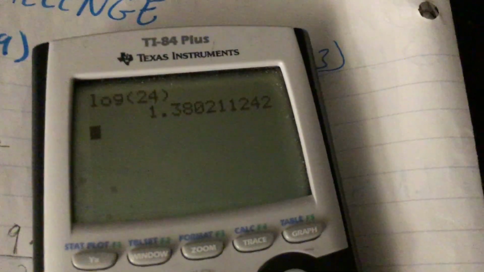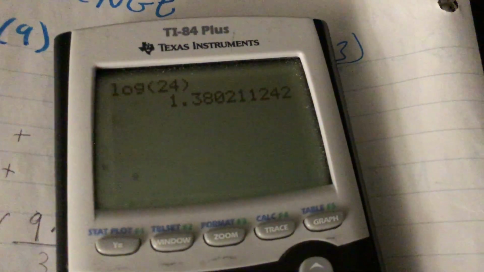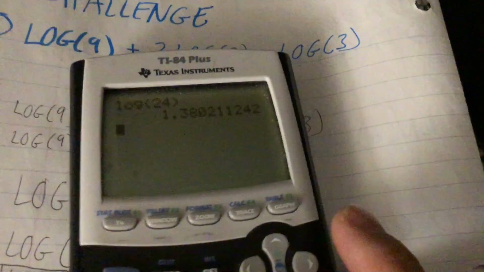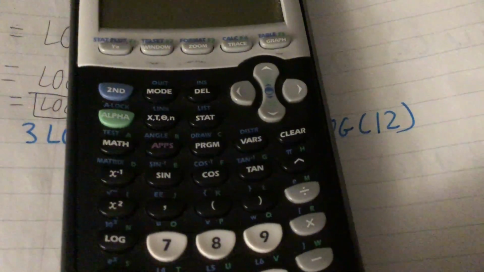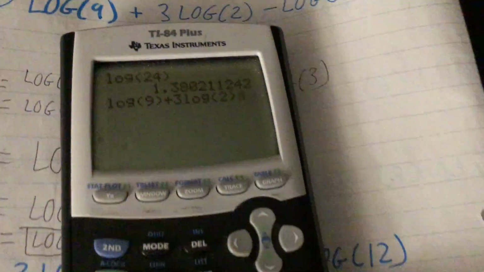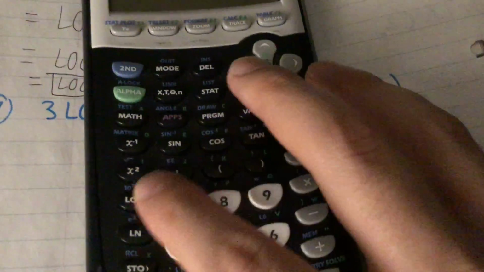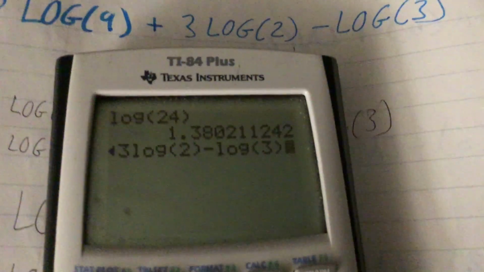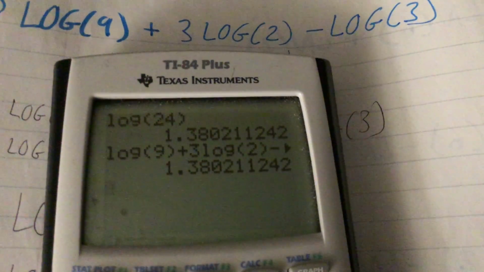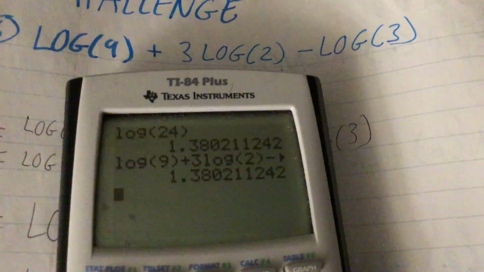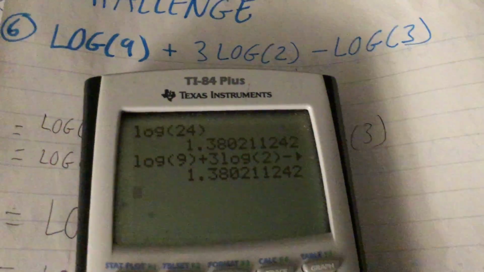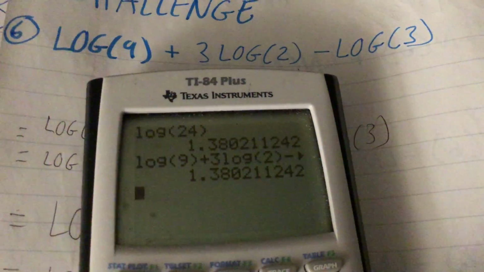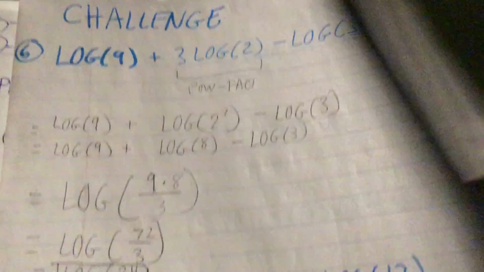Okay, so just to check my work, I have no idea what log of 24 is. Apparently it's 1.3802, blah, blah, blah. But I'm going to check my work by applying log of 9 plus 3 log of 2 minus log of 3. Log expansion, please be correct. Look at that. I love log expansions and log condensing. You can just check your work by plugging in the exact same values, and you'll get the same decimal.